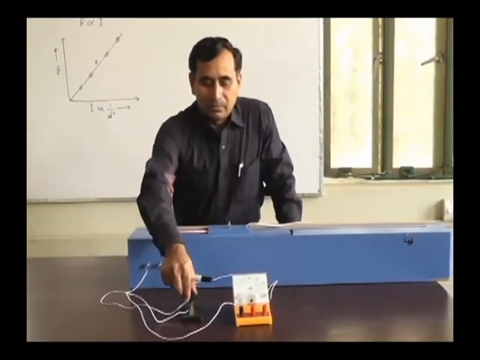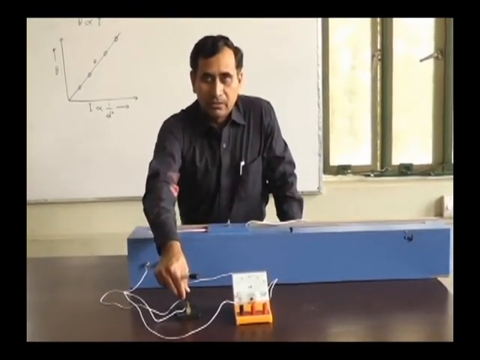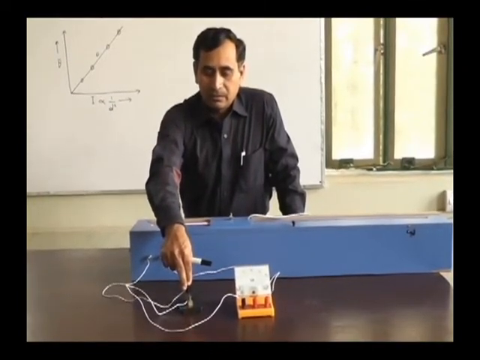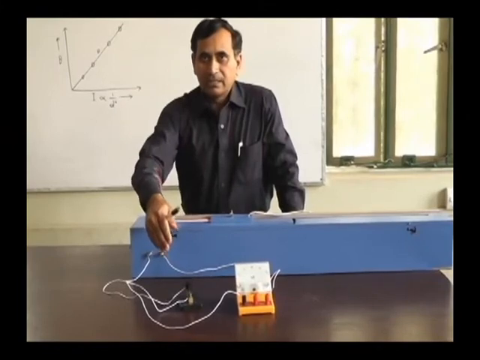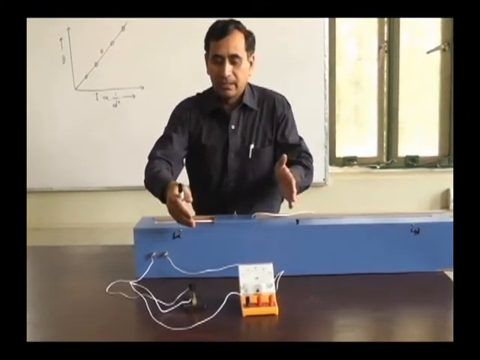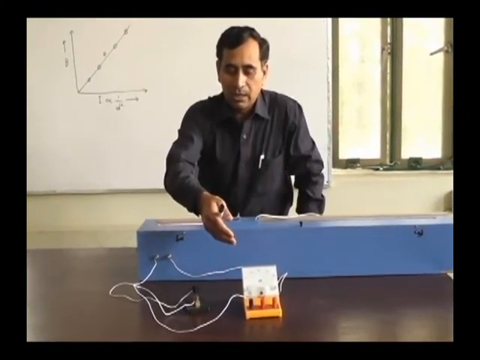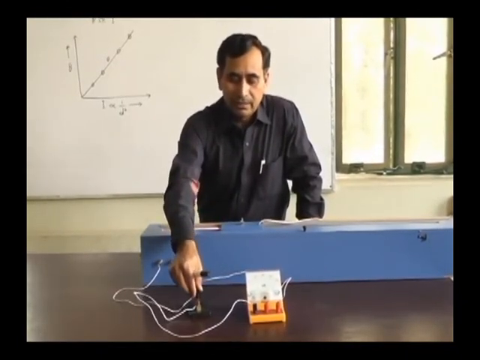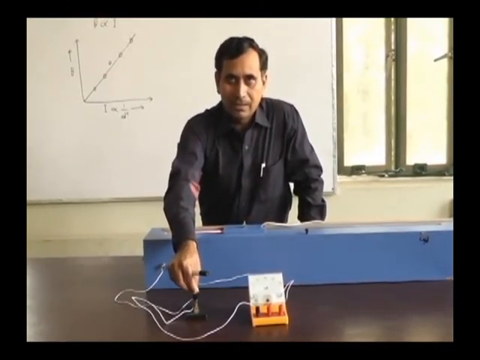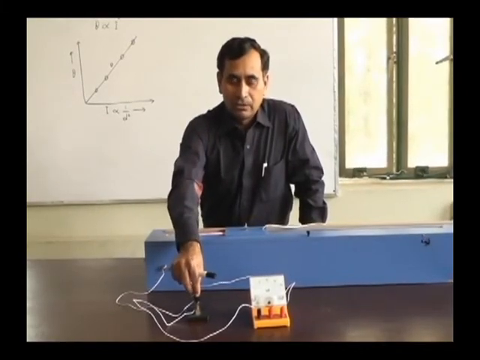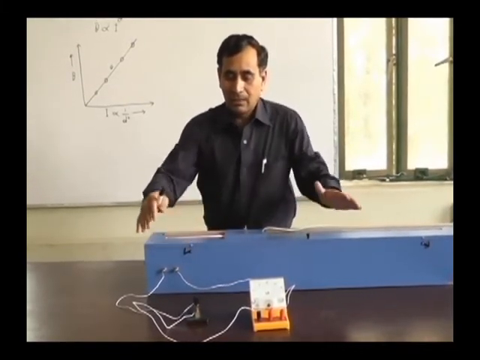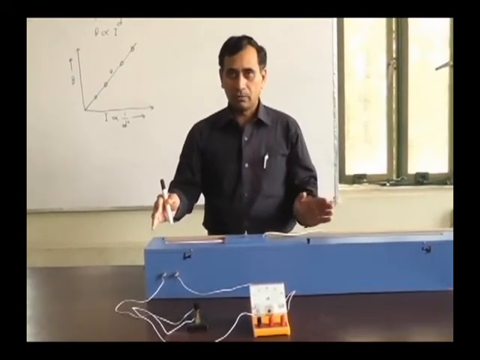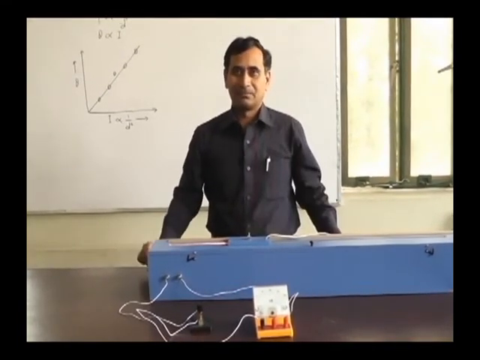In the last step, you must also check whether this plug key is on or off. Sometimes the plug key remains off and you say that you are not getting the reading in the ammeter. So first you need to check here whether the plug key has been turned on or not. So these are the steps which you will keep in mind in order to perform this experiment correctly.